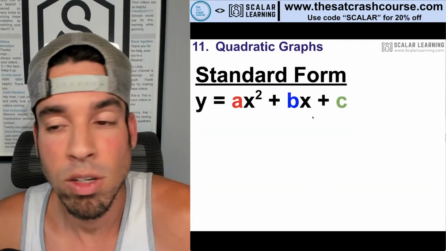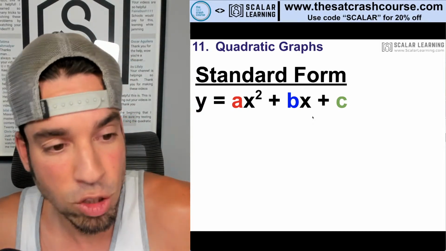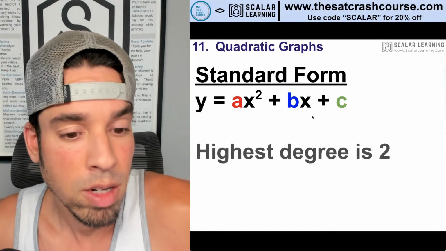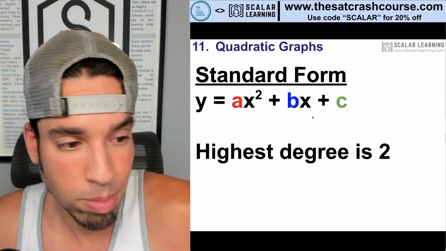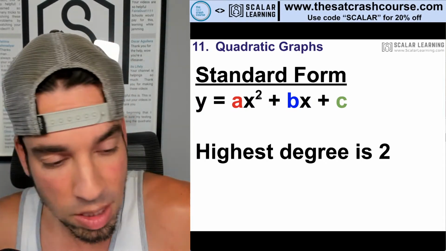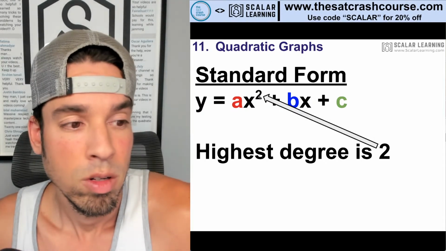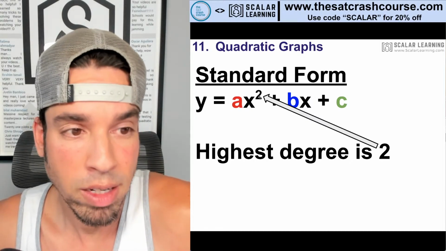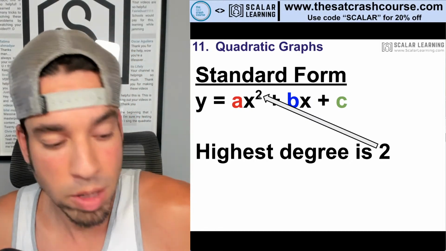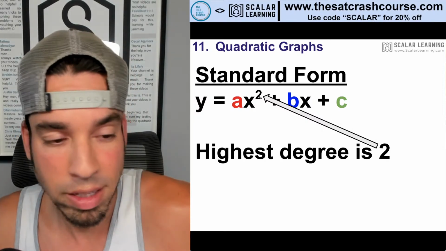And we have our standard form of a quadratic, which we've already talked about, ax squared plus bx plus c. Now, we know that this is a quadratic because, once again, the highest degree or exponent is a 2. All right? And that's what makes a quadratic a quadratic. If it's a 3, it's cubic, 4, quartic, etc.